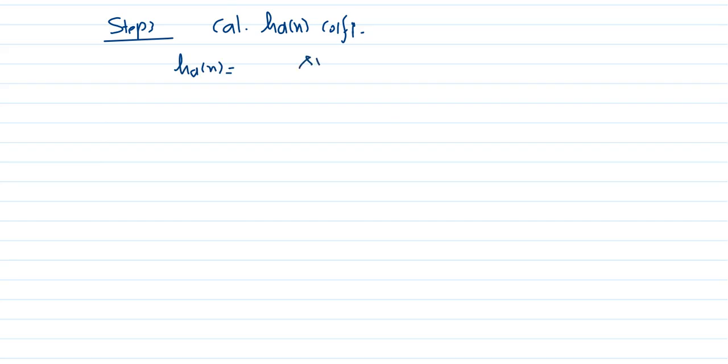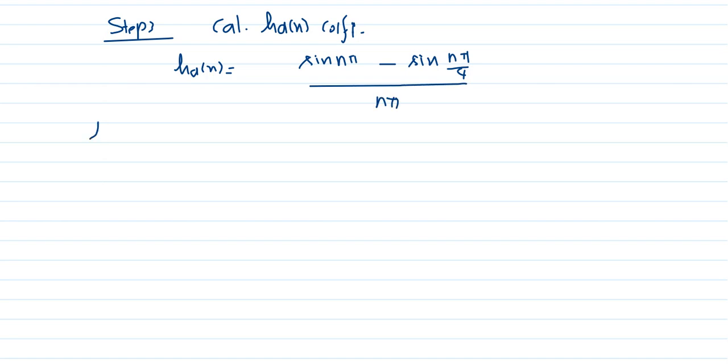Step 3. Step 3 is obtaining HD of n. Calculate HD of n coefficients. Okay, so I'll rewrite what is HD of n. We have found in the first step, that's sine n pi minus sine n pi by 4 whole divided by n pi.